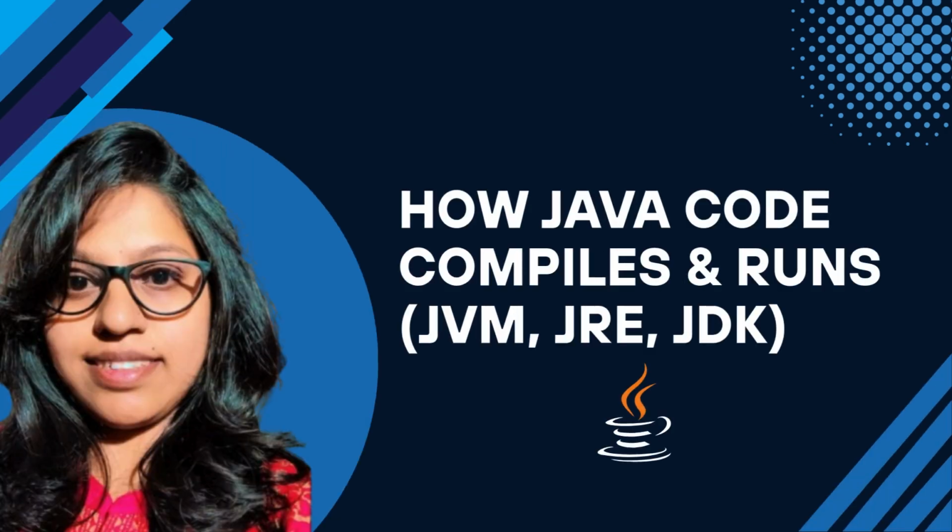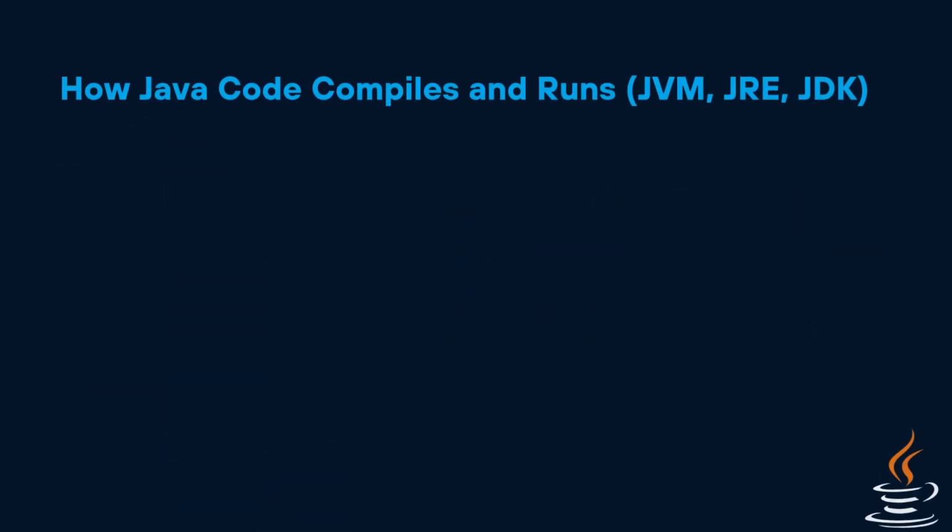In this video, we are going to talk about something super important for understanding how Java works behind the scenes, how Java code compiles and runs. We will also talk about three key pieces of the Java ecosystem: the JDK, JRE, and JVM.